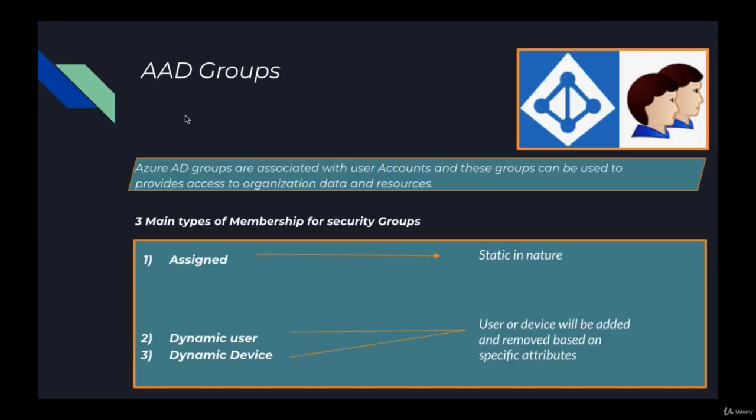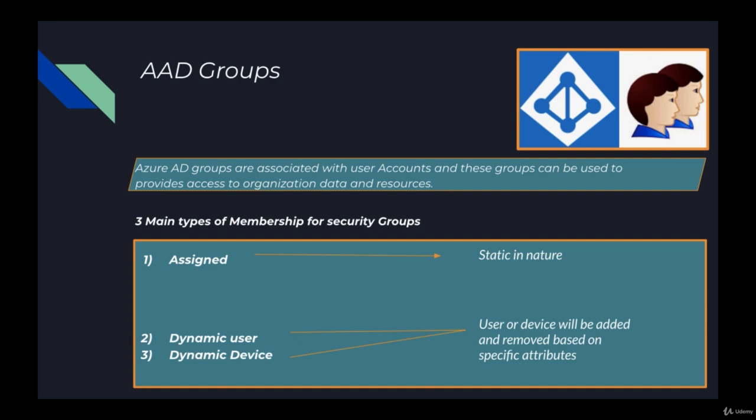In the last lecture we already discussed user accounts. Azure AD Groups are associated with your user accounts only, which we have already studied, whether it is on-premise, B2C or Azure AD user accounts. These groups can be used together to provide access to organization data and resources depending on the role they have. Like if there are 10 users we have combined together, we have created a group, we call it a group. This basic information we already know, right?